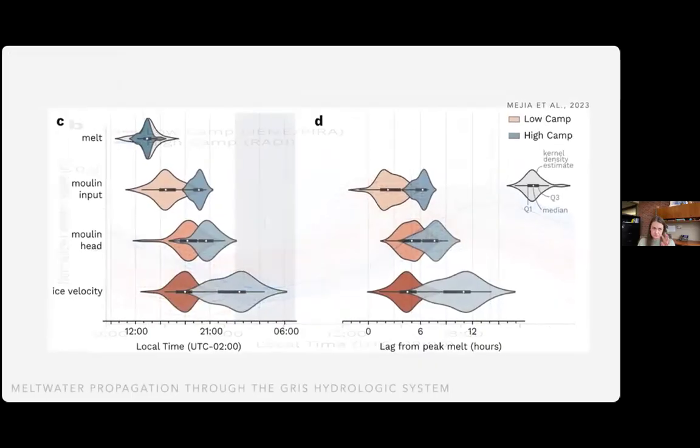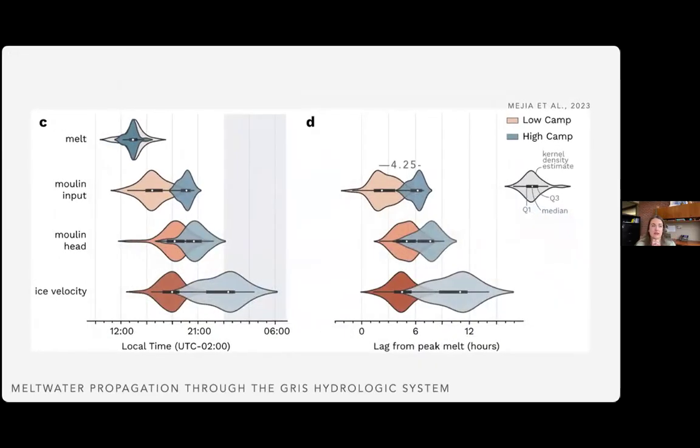Now I'll put this data together with some of our other data sets here. On the top, we have our timing of peak meltwater production, which was uniform across our two stations and occurred around 1:30 p.m.